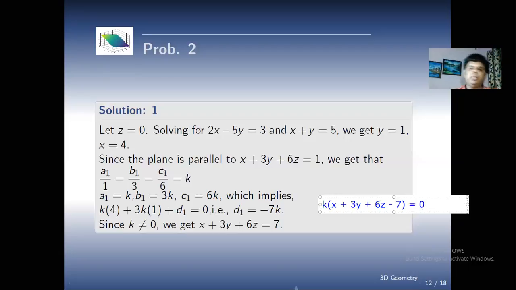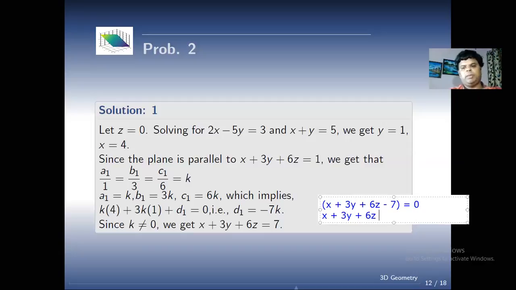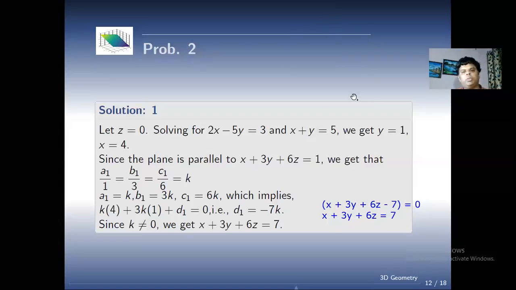Since k is not equal to 0, I can remove this k out. Whatever is left over should be equal to 0, which gives x plus 3y plus 6z equals 7. That is the equation of the plane that I'm interested in. That is one way to do it. Right?